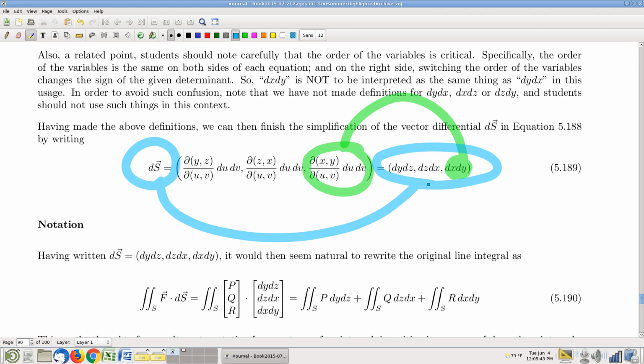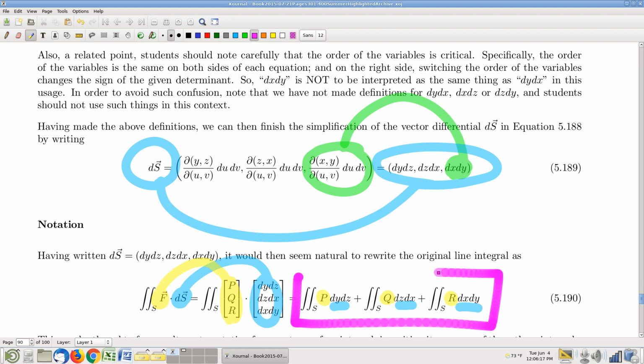And that motivates rewriting flux integrals like this. F has components P, Q, and R, and you crank out that dot product. Flux integrals are sometimes written in coordinates like this. And again, let's go through the list. Why would anyone ever want to do this? What does this notation buy us that is somehow lacking here?